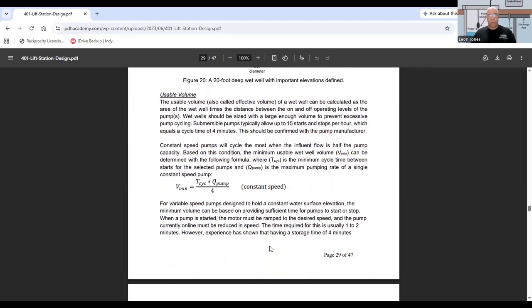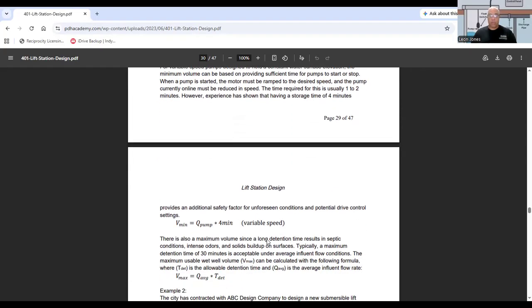And again, for variable speed pumps designed to hold a constant water surface elevation, the minimum volume can be based on providing sufficient time for pumps to start or stop. When a pump is started, the motor must be ramped to the desired speed, and the pump currently online must be reduced in speed. The time required for this is usually 1 to 2 minutes. However, experience has shown that having a storage time of 4 minutes provides an additional safety factor for unforeseen conditions and potential drive control.